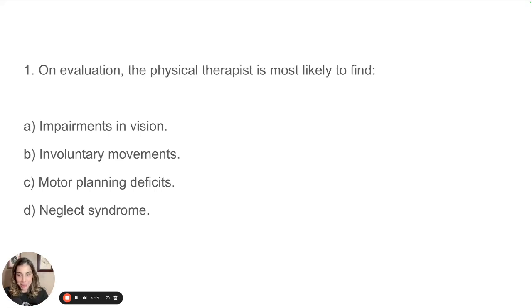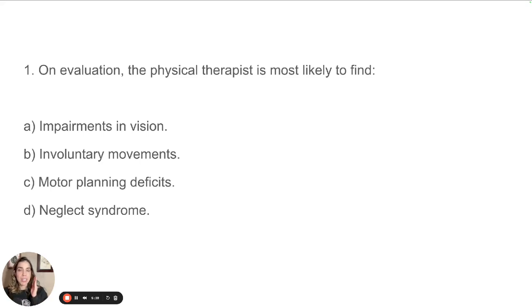Literally, it's a trap. And you'll see with the next question. With this question, we have A, impairments in vision, B, involuntary movements, C, motor planning deficits, and D, neglect syndrome. Now, if you look at B, C, and D, well, let's take a step back.